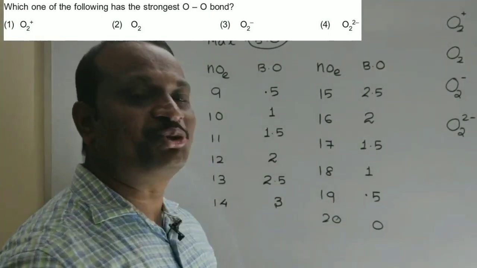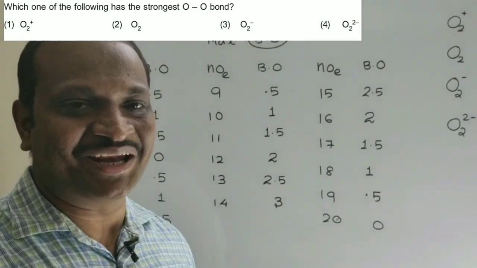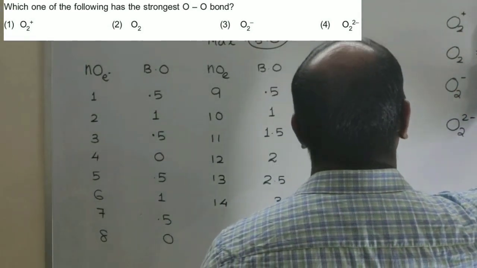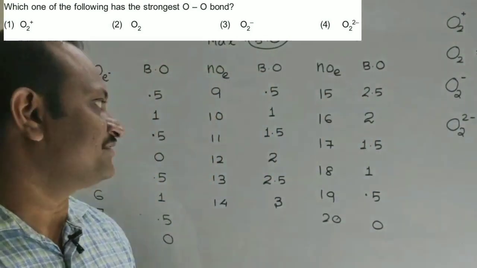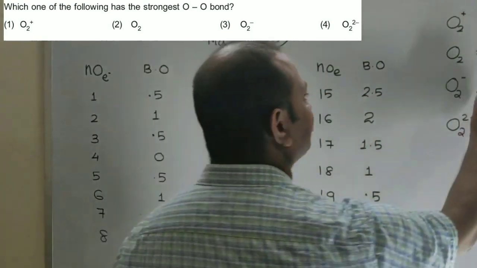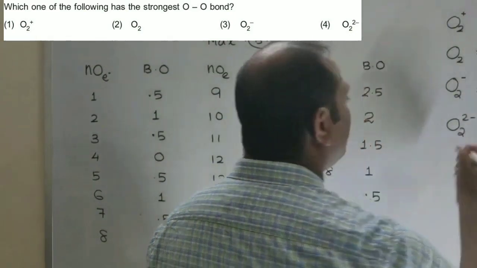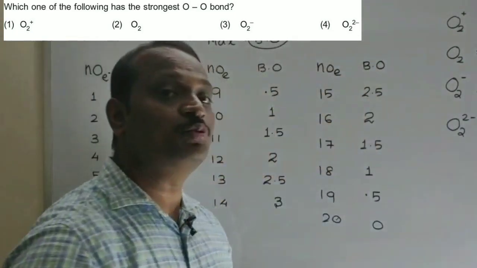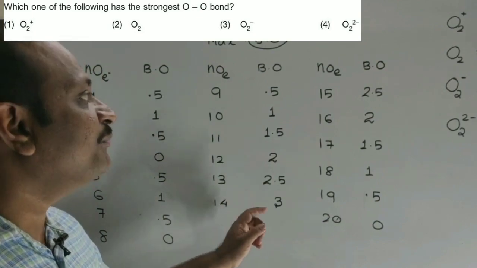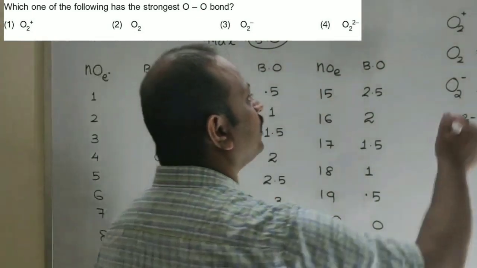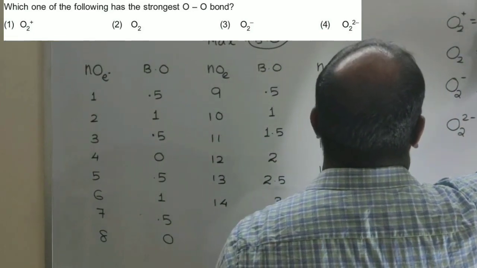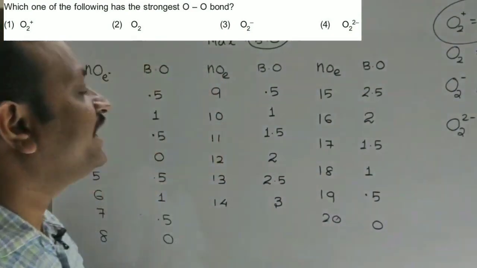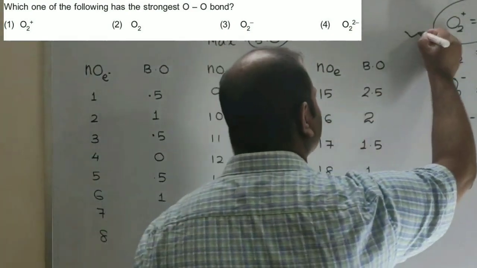See the number: O2 plus, or let's imagine O2. How many electrons are in O2? 16 electrons are there. So if 16 is there, its bond order is 2. Now O2 minus means 17. What's the bond order there? 1.5. O2 2 minus has 18, bond order is 1. And O2 plus means the number of electrons is 15, so we have a bond order of 2.5. So which has the maximum bond order? It will have the maximum bond strength. So I can say that your option is the first one here.